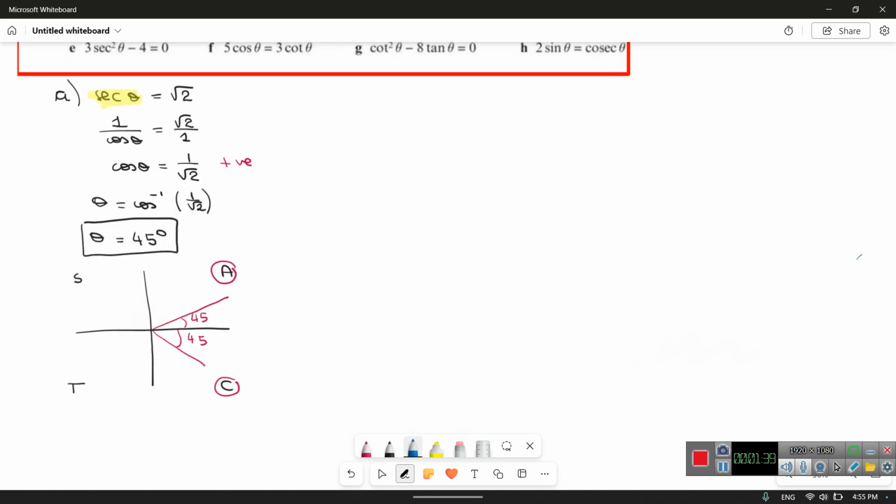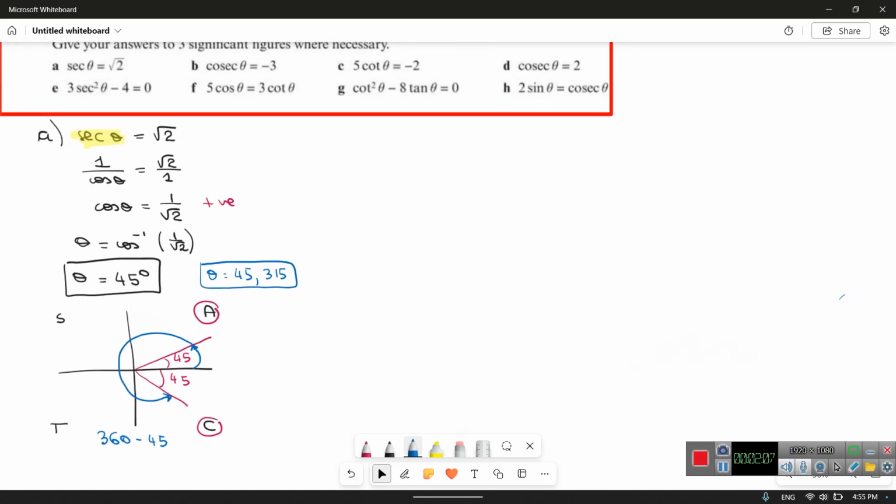So my first solution is the one given on my calculator, which is 45 degrees. The second will therefore be 360 minus 45, so we get the second value as 315. Now these are all my solutions between 0 and 360 degrees. Now let's do part B.